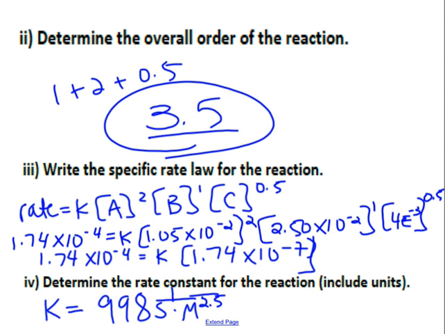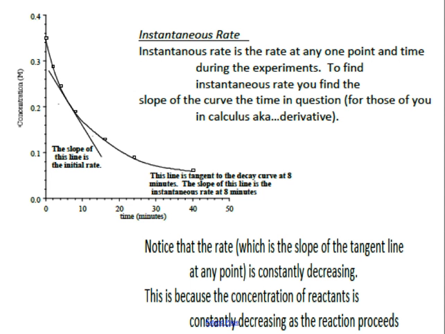Not too hard. Very last thing I want to show you, this is really nothing in regards to finding a rate law. However, it's something called instantaneous rate. I'm not 100% that it's not going to be on the exam. I can't see it in the curriculum, but I will go ahead and just make you privy to this. So instantaneous rate is the rate at any one point during an experiment.